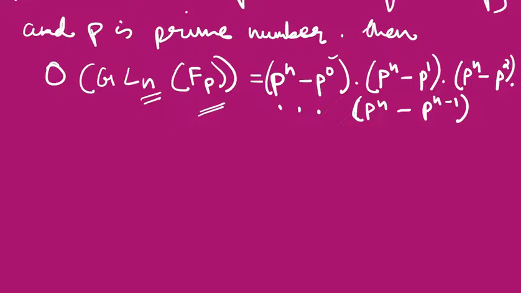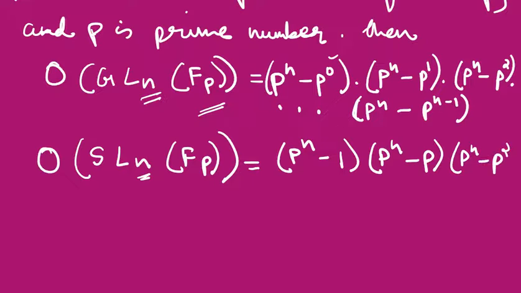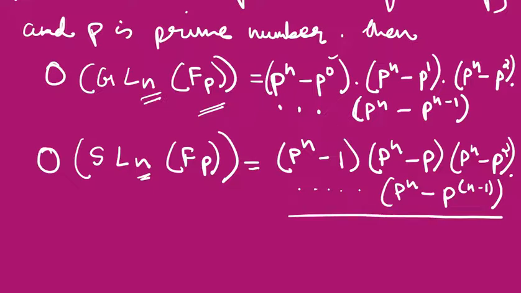Then what will be the order of the special linear group? What will be the order of SL_n(F_p)? How can we find it? That means this will be p^n minus p^0, I'm writing 1, then p^n minus p, p^n minus p^2, dot dot dot, till p^n minus p^(n-1), whole thing divided by p minus 1. So this will be the order.